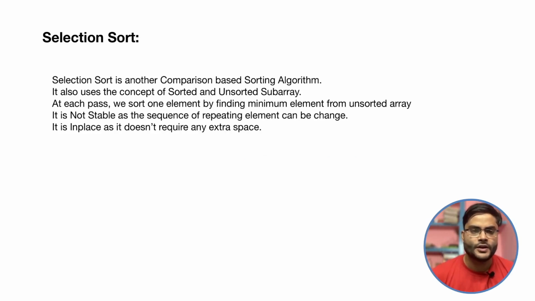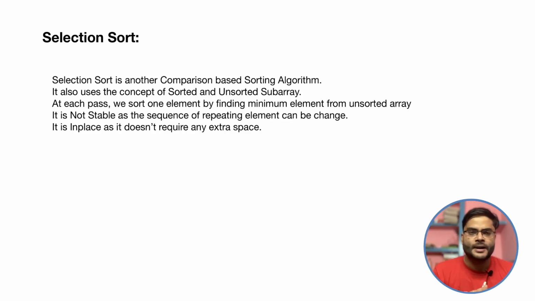Like this. So at each pass in bubble sort, we have the concept of pass. So here also we have the concept of pass. So in each pass, we sort one element by finding the minimum element from the unsorted array. Okay. So in bubble sort, what we used to do, we used to check the adjacent elements, right? So in first pass, we used to check if this is smaller than next element, if this is smaller than next element, like this.